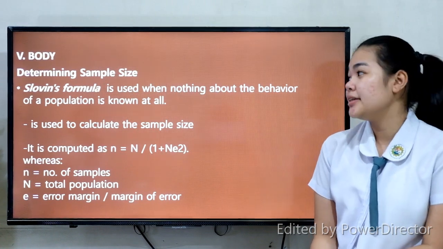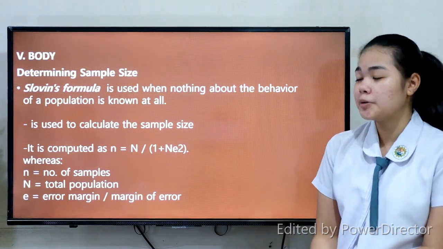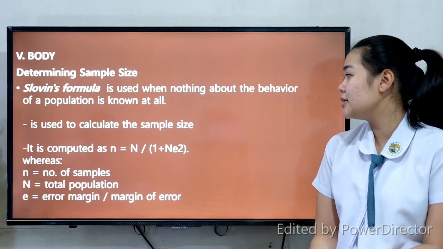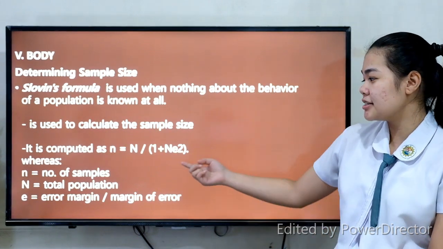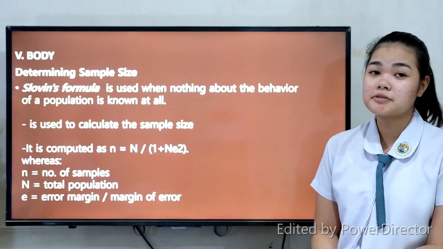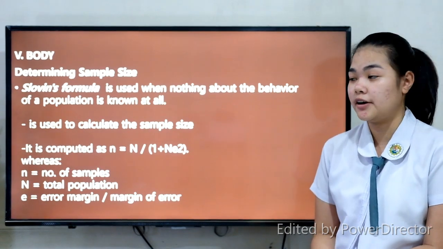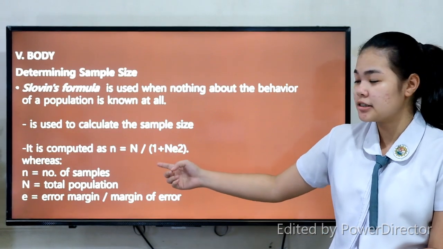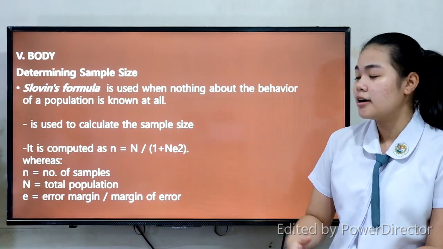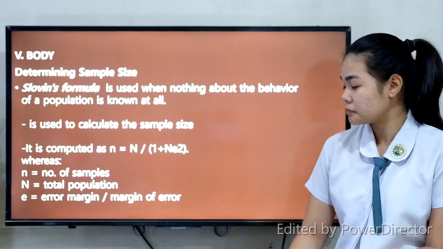Let's proceed in determining the sample size. We often use Slovin's formula in determining sample size. This is used when nothing about the behavior of a population is known at all. So this is the formula for it, where the small letter n is the number of samples, the capital letter N is total population, and the e is the margin of error. So the number of samples is equal to the total population over 1 plus total population times the margin of error raised to 2.